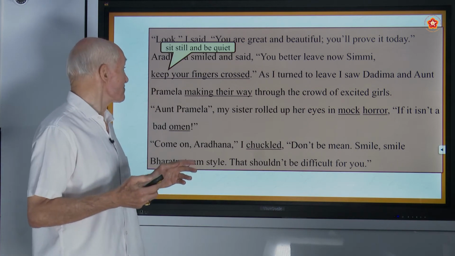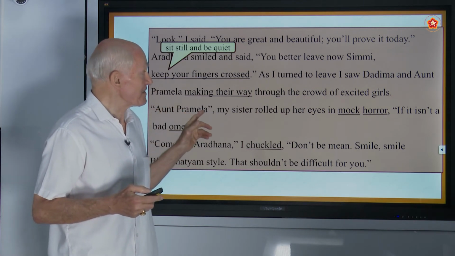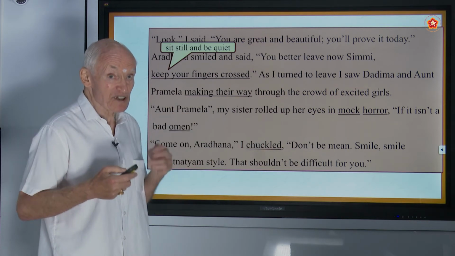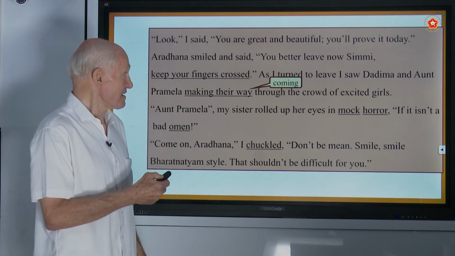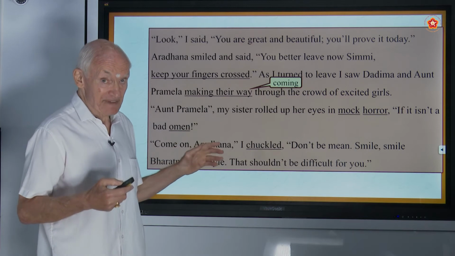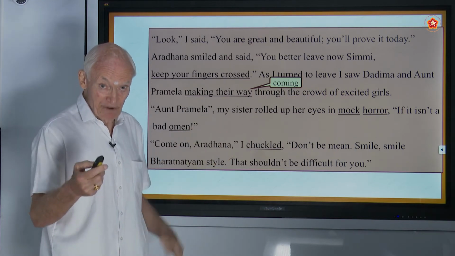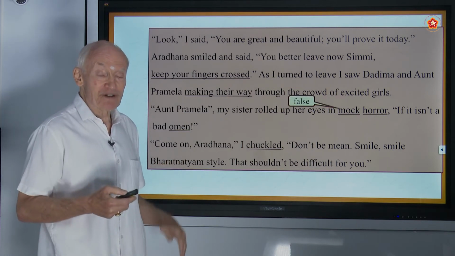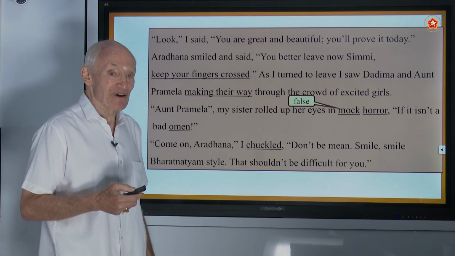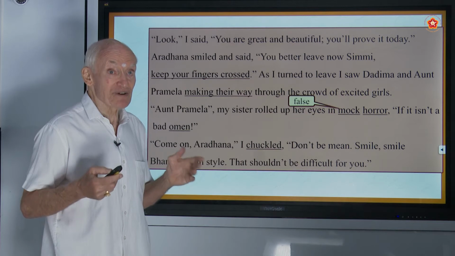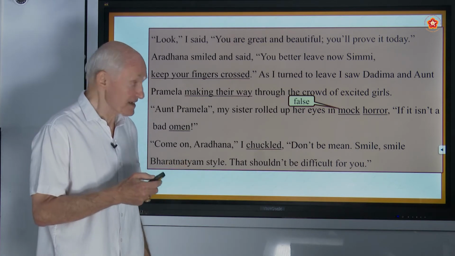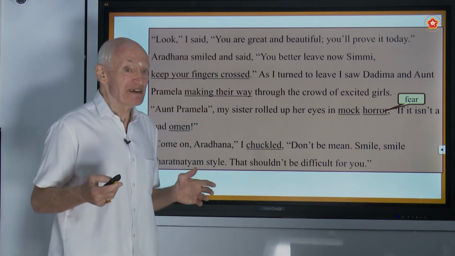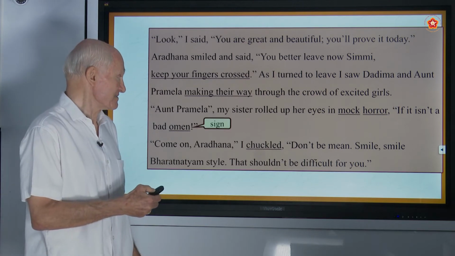So let's look at some of the words. Keep: sit still and be quiet, okay? Keep your fingers crossed: just sit still and watch the play and wish me some good luck. Making their way, coming. The grandmother and the aunt were making their way through the crowd. Mock: she rolled her eyes up. Oh, mock horror. She wasn't really afraid, but she was showing Simi that she didn't really appreciate Aunt Pramila coming. Horror is fear. She wasn't really afraid, but she had a little worry in the back of her mind, okay?